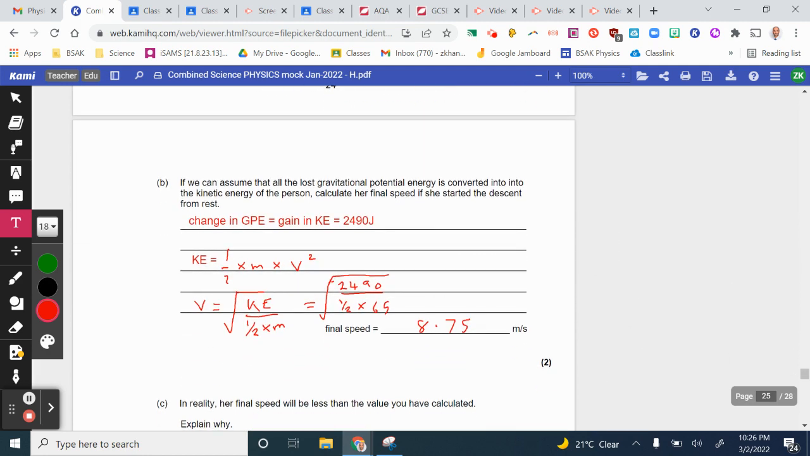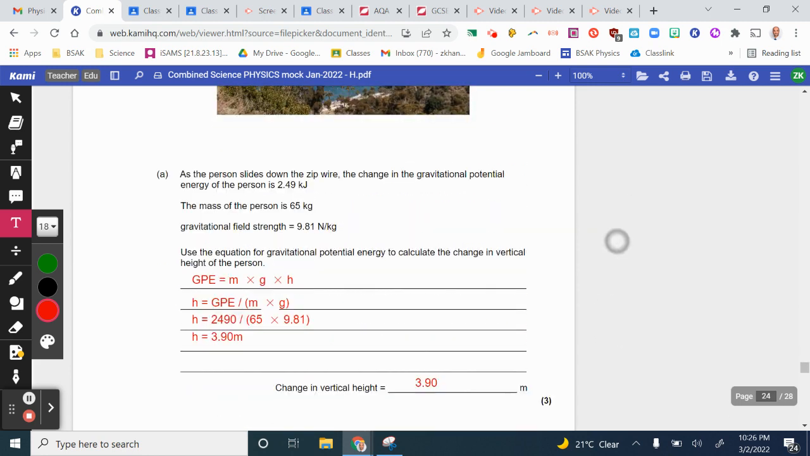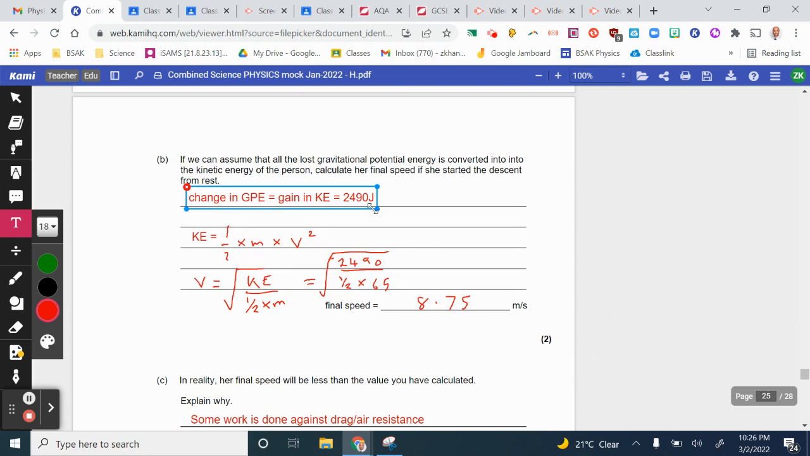The second part of this question asks you to find the final speed of the person, assuming that all of the GPE that has been lost has gone into kinetic energy. So all of that 2,490 joules of GPE has gone into kinetic energy. So we know that now the kinetic energy would be 2,490. So we've got that. We know that the mass is 65.